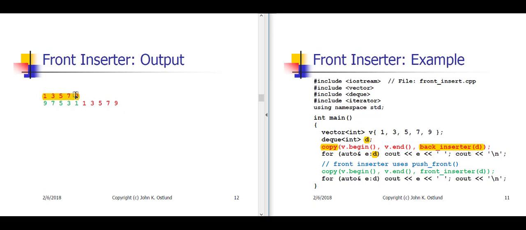No surprise. But in the green copy algorithm, I'm using front inserter instead to specify where I want values inserted into D. So this time, when I copy the elements from V, from begin up to but not including end, each of those values is going to be pushed on the front of D. The values that D already contained are still there, and so when I display D now in this second range for loop, I still have the 13579 that I had from the first copy algorithm, but now I've got 97531 inserted ahead of what had been in D.